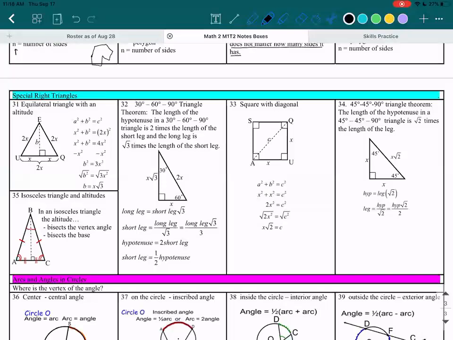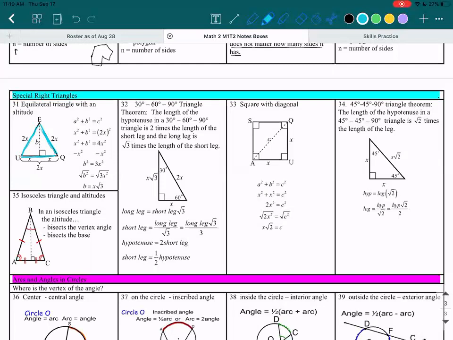Okay, so we are looking at special right triangles. Starting with box number 31, we have an equilateral triangle with an altitude. So we have an equilateral triangle, which means all three sides are the same length. Each of them is 2x long. You can see that this side is 2x long, this side is 2x long, and this side is 2x long.